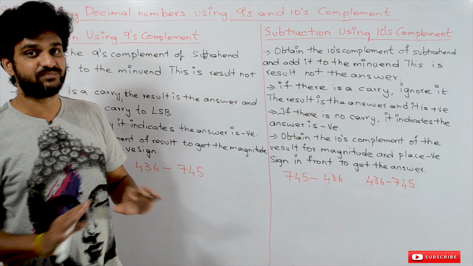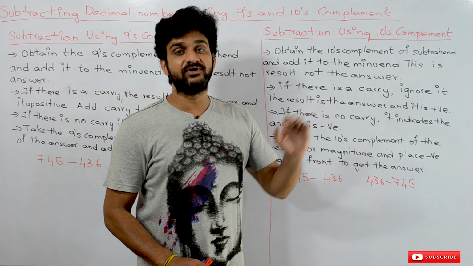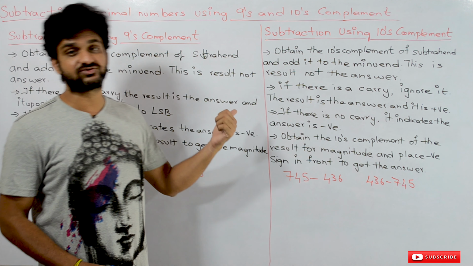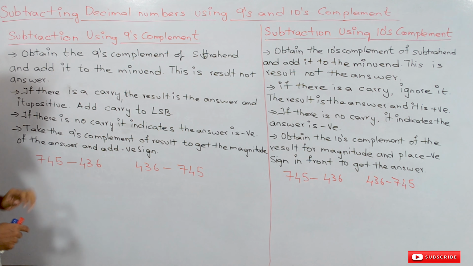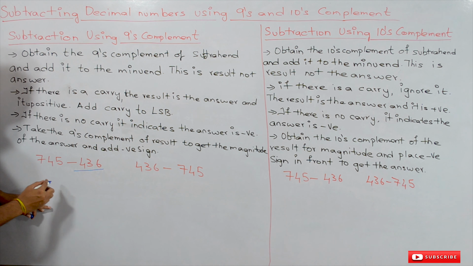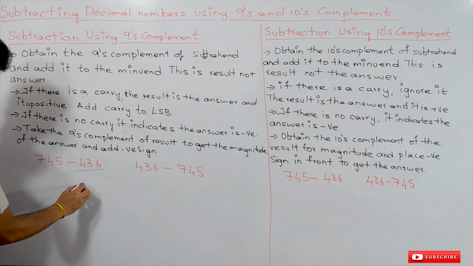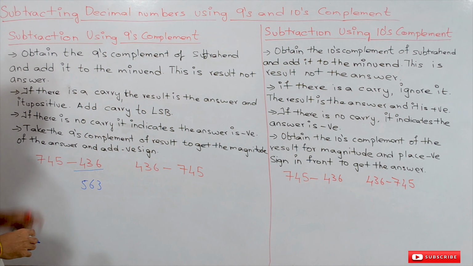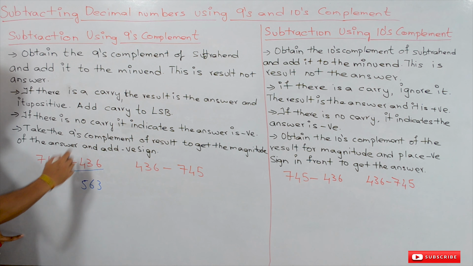Anyway, this is a bit complicated to understand. We will try to cover every step in this subtraction using 9's complement by using these two examples. First, obtain the 9's complement of the subtrahend. Subtrahend means this one. The 9's complement of the subtrahend is 563. How to find the 9's complement was already discussed in our previous video, so please watch that video.